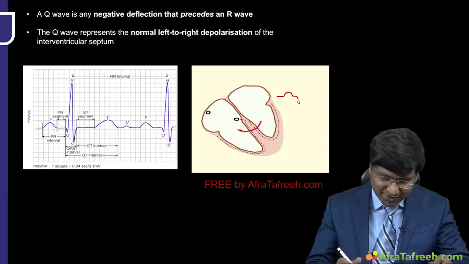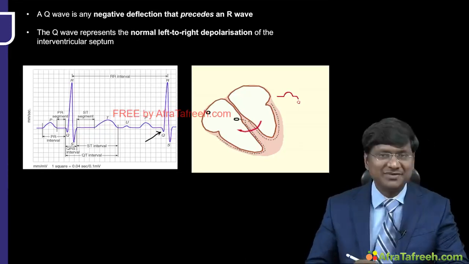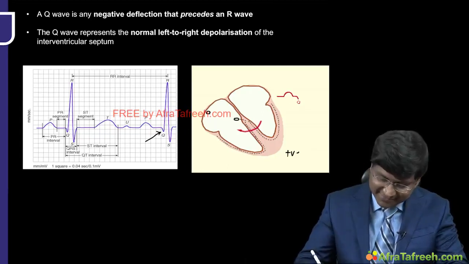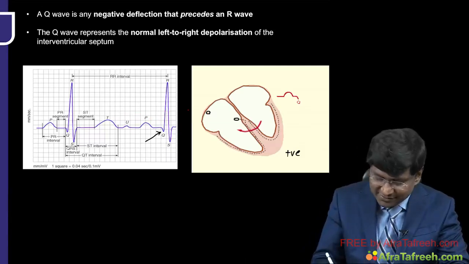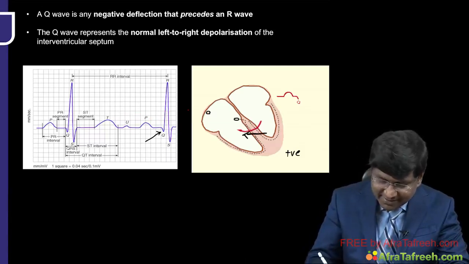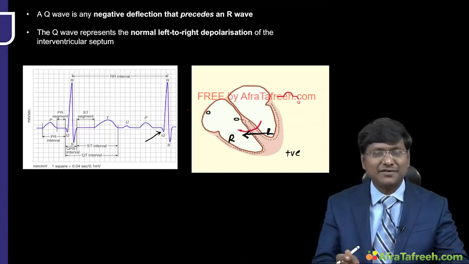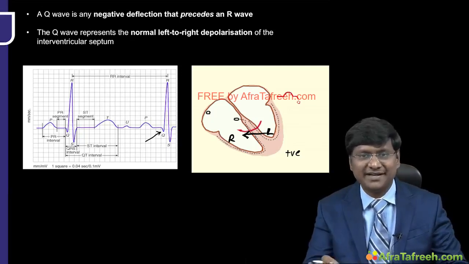Now let me show you that complex as well. This is the Q wave, which is a negative wave below the isoelectric baseline. So this is the lead, and the direction of septal depolarization is from left to right, which is away from the electrode. That is the reason why the Q wave is negative.